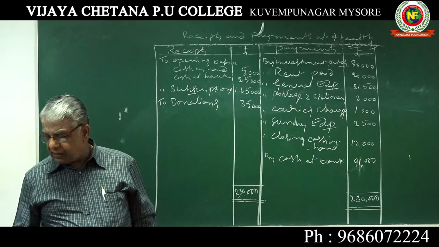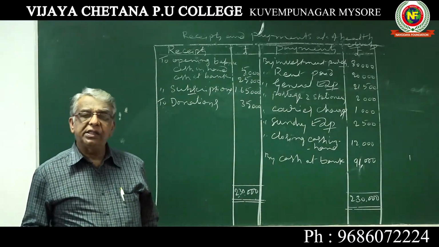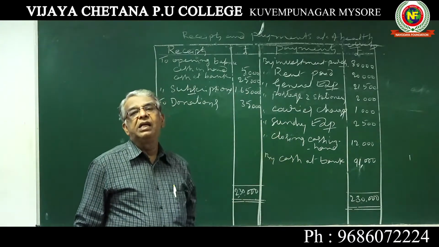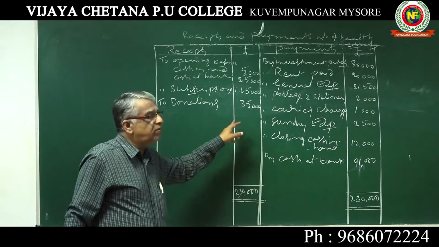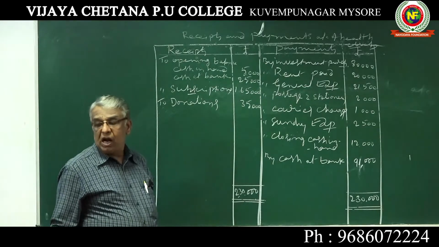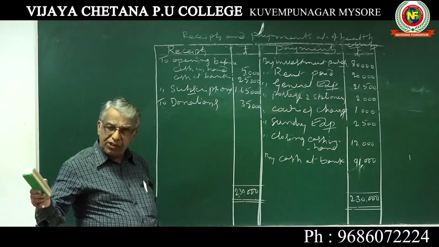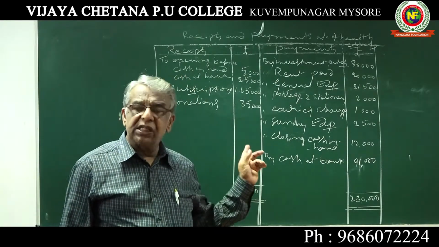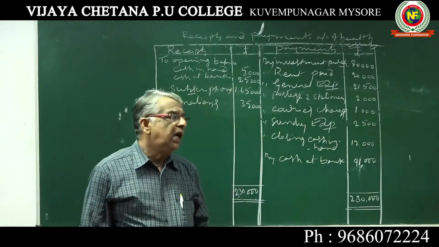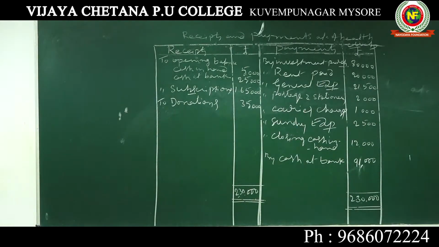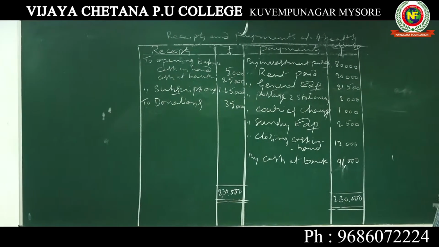Dear students, as you know, yesterday itself I already explained how to convert the receipts and payments account into income and expenditure account. In the first problem, I have already worked out how to prepare the receipts and payments account. And in the second problem, he himself has given the receipts and payments account and adjustments. With these, you are asked to prepare the income and expenditure account. Once again, I would like to refresh your mind.